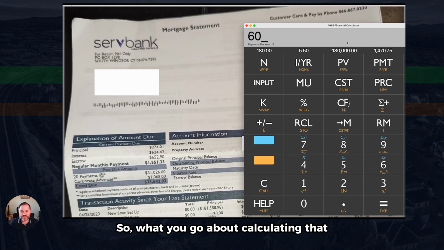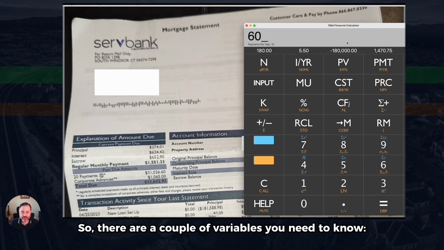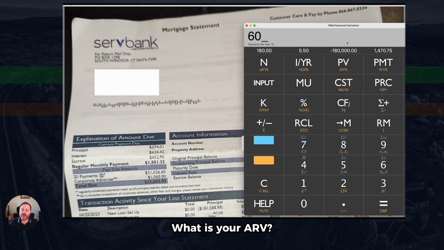So the way you go about calculating that is you first have to determine how much your debt is and what you're going to be able to resell it for. There are a couple of variables you need to know. What is your ARV? What do you realistically think you'll get as a down payment when you resell the home? What interest rate can you sell it for in that area, that neighborhood? And all those are variables.